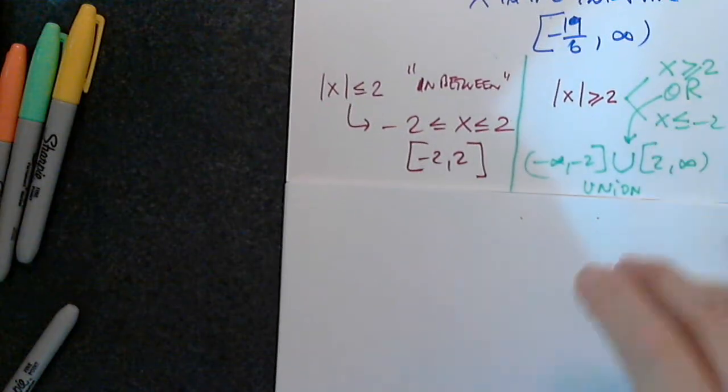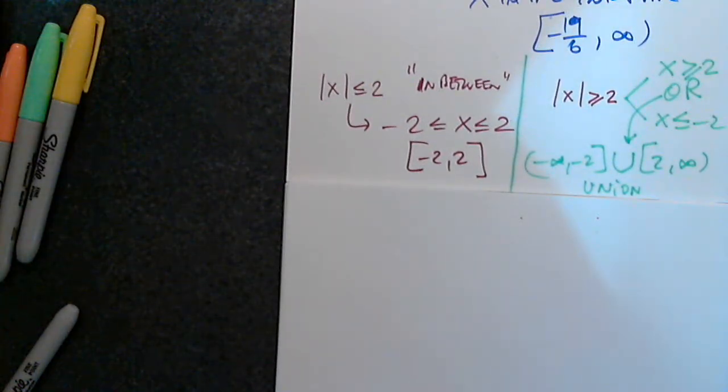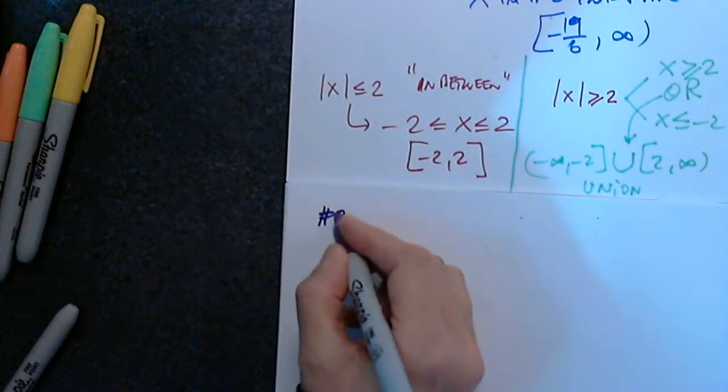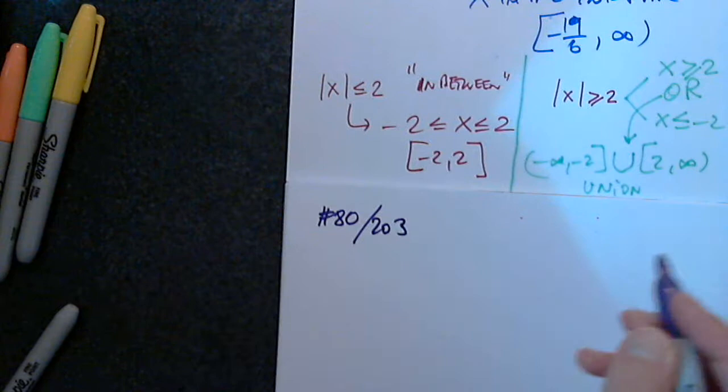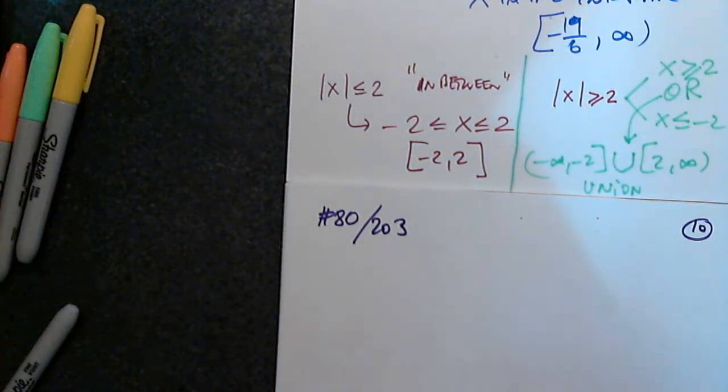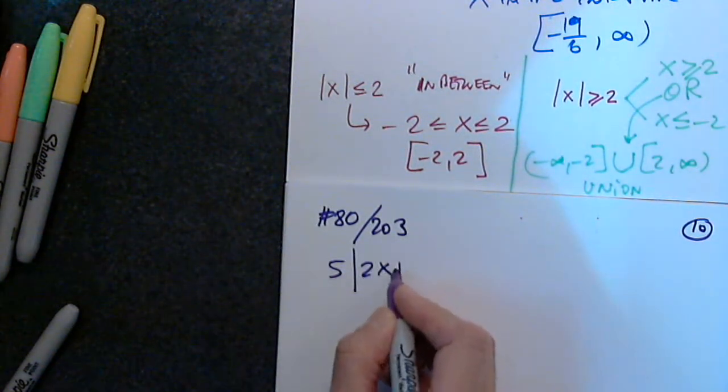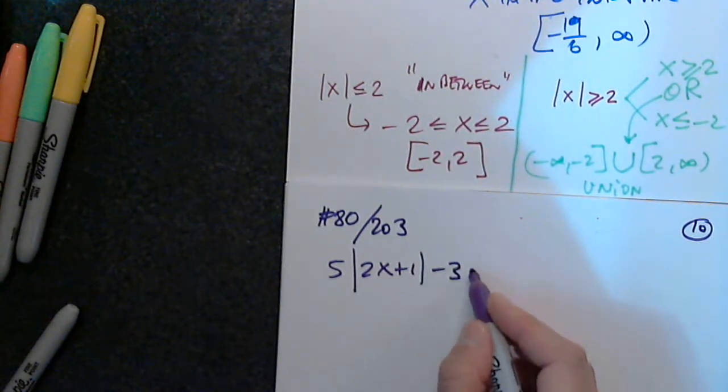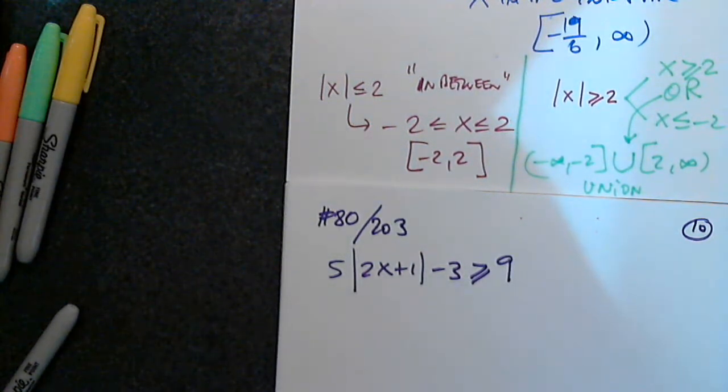This will be the end of this chapter, but I'd like to practice. Let's look at each type of problem. Number 80 on page 203. Let's illustrate. 5 times the absolute value of 2x plus 1, minus 3, greater than or equal to 9. And I know you will say it's not cleaned up.